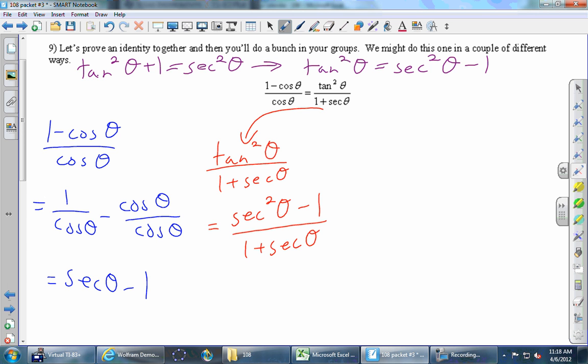Okay, and I really like that one because that one has only secants in it, and the blue thing at the bottom has only secant in it. And I think we're just about done. We can factor this thing on the top, can't we? Secant squared minus 1 is really 2 parentheses. What goes in?